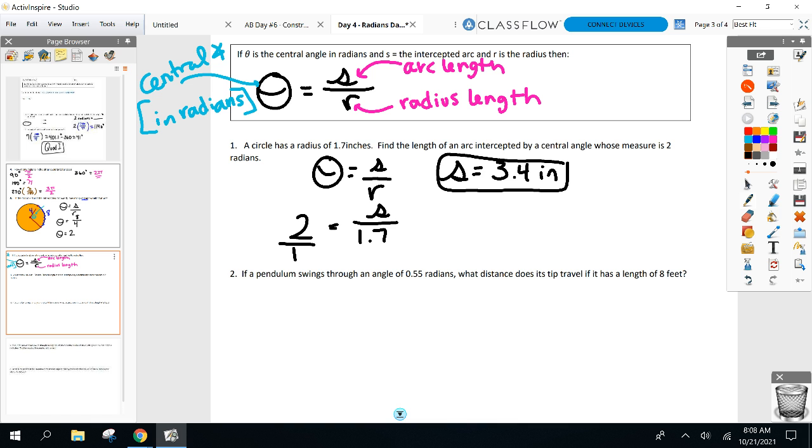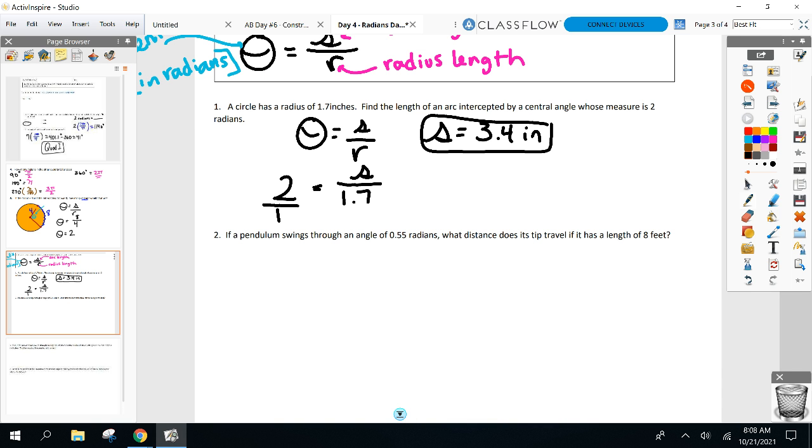Okay. Now what I want to do is put this into a word problem where you got to figure out that part of the word problem is actually the radius, even though it doesn't say radius. This part's the arc length, even though it doesn't say arc length.